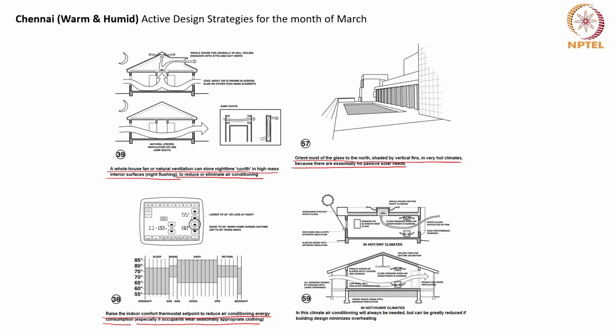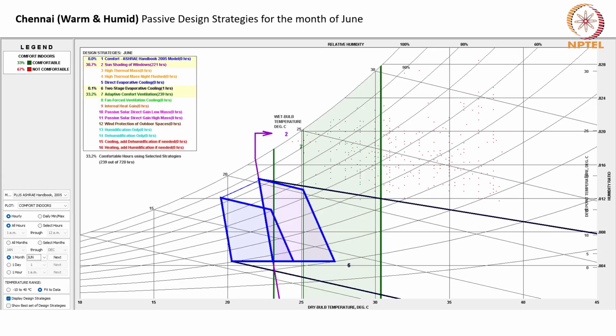Instead of someone wearing very heavy clothing like heavy jeans and a jacket, then probably the thermostat temperature has to be lower. It can go even down to 22 degrees centigrade. But by doing that, there will be more energy consumption. Then in this climate, air conditioning will always be needed, but can be greatly reduced if building design minimizes overheating. So in a hot humid climate, it is very difficult to push all 100% of the annual hours to the comfortable zone without the aid of air conditioners, especially in the month of March.